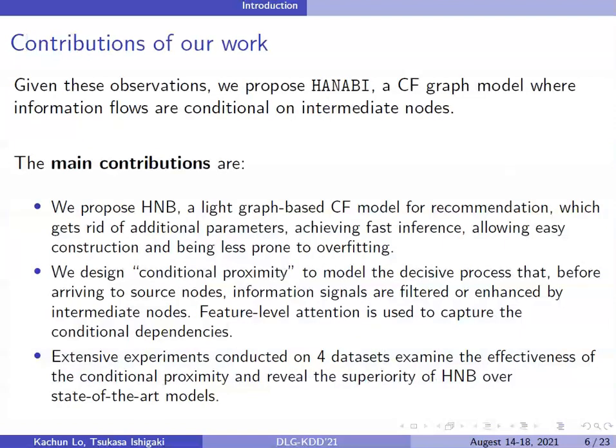Given these observations, we propose Canopy, a collaborative filtering graph model where information flows are conditional on intermediate nodes to learn useful user and item representations. The main contributions we have made are, first of all, we propose Canopy, a lightweight graph-based collaborative model for recommendation, which gets rid of additional parameters, achieving fast inference and easy construction, and being less prone to overfitting.